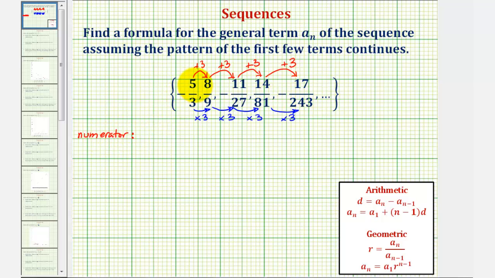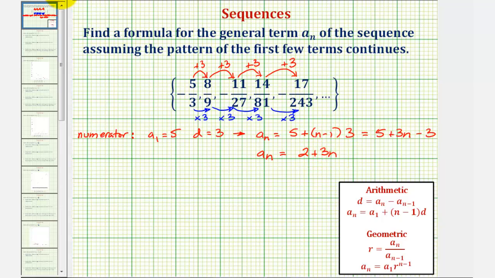So for the numerator, a sub 1 would be equal to 5, and the common difference d is equal to positive 3. So using our formulas for an arithmetic sequence for a sub n, we can say that a sub n equals a sub 1, which is 5, plus the quantity n minus 1 times d, which is 3. So let's simplify this. We'd have 5 plus 3n minus 3. So just for the numerator, we can say that a sub n is equal to 2 plus 3n.